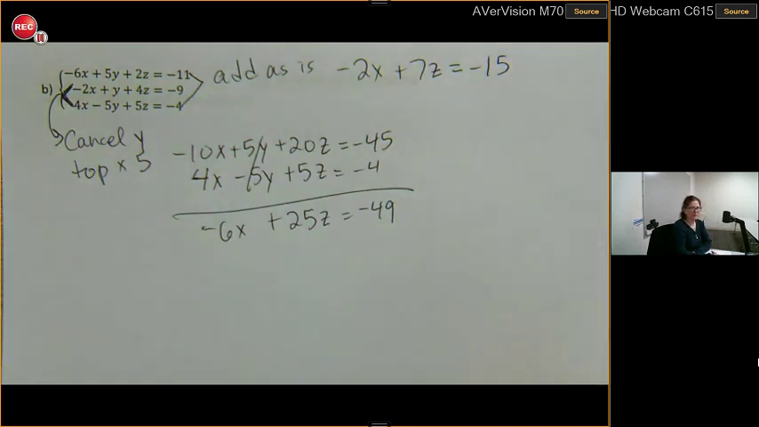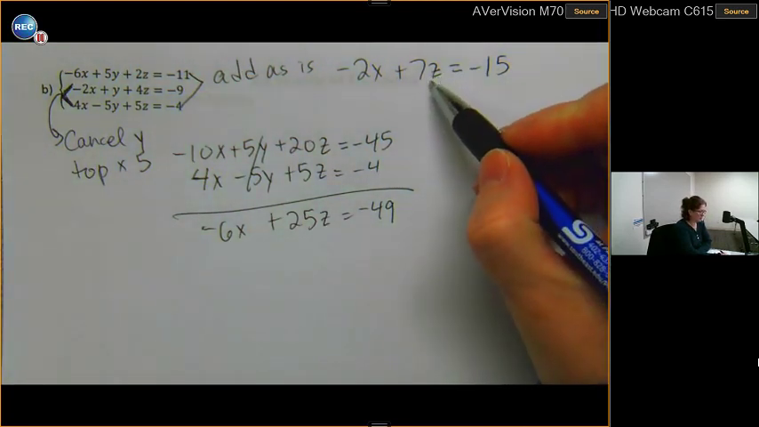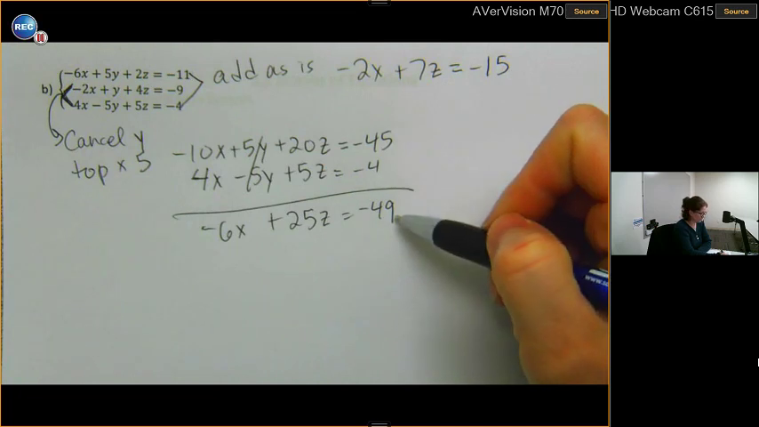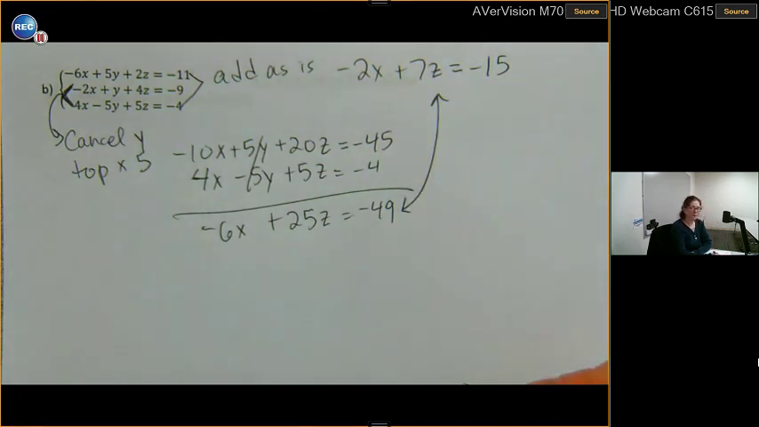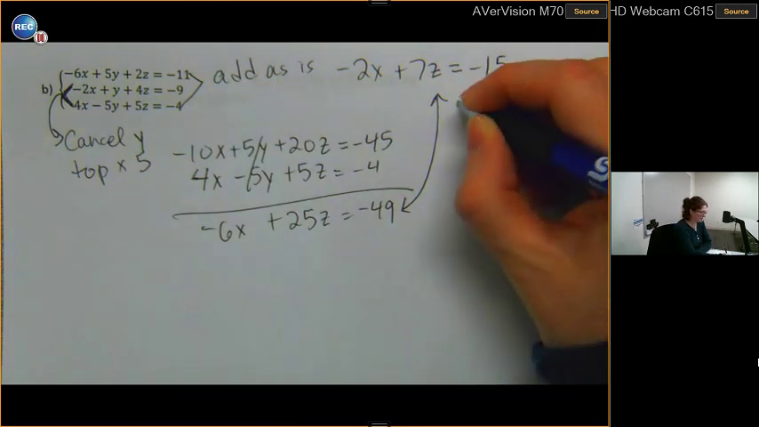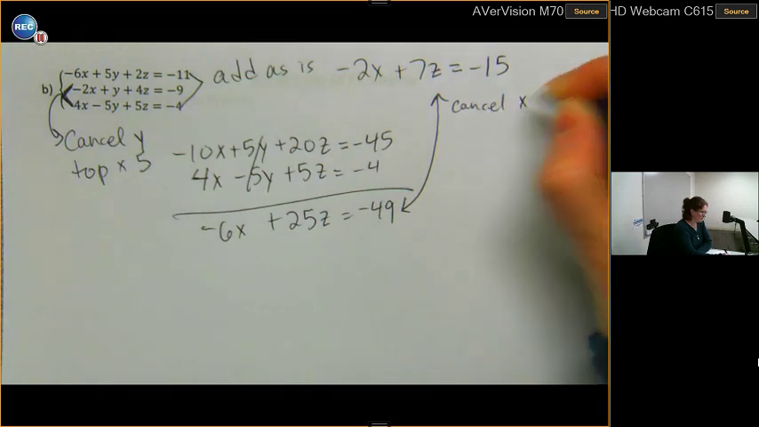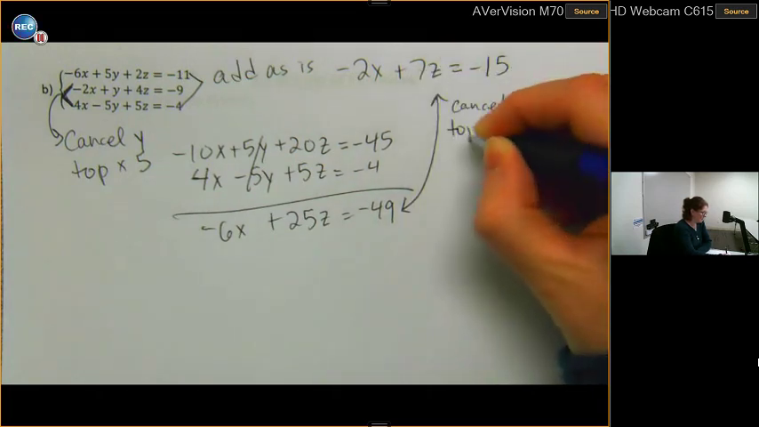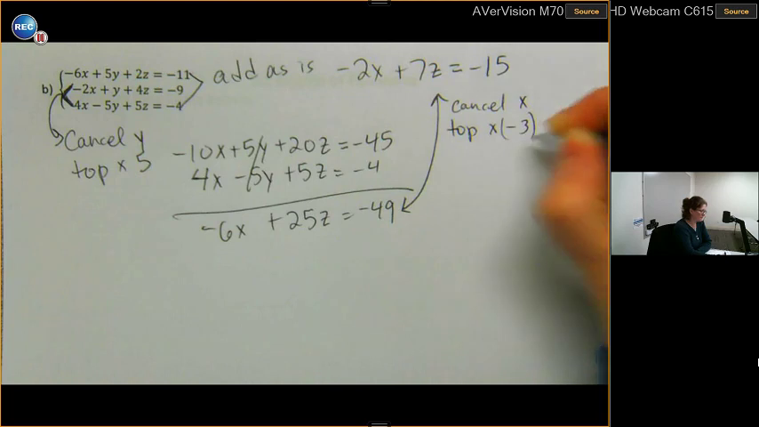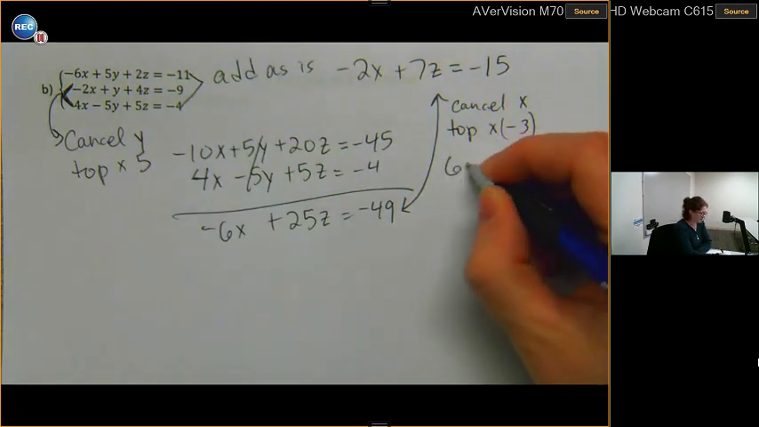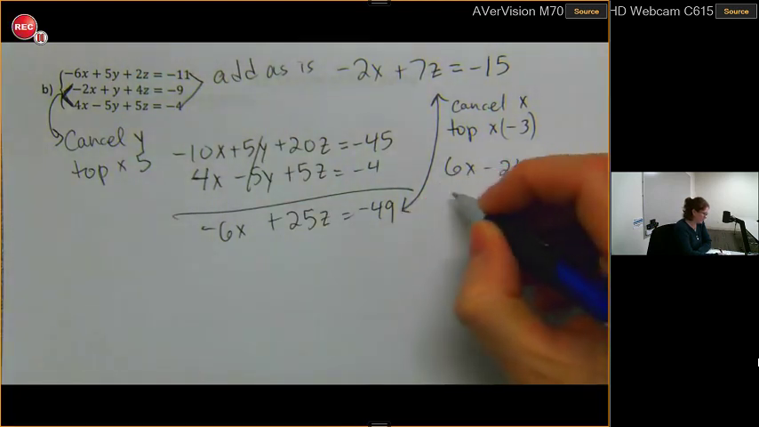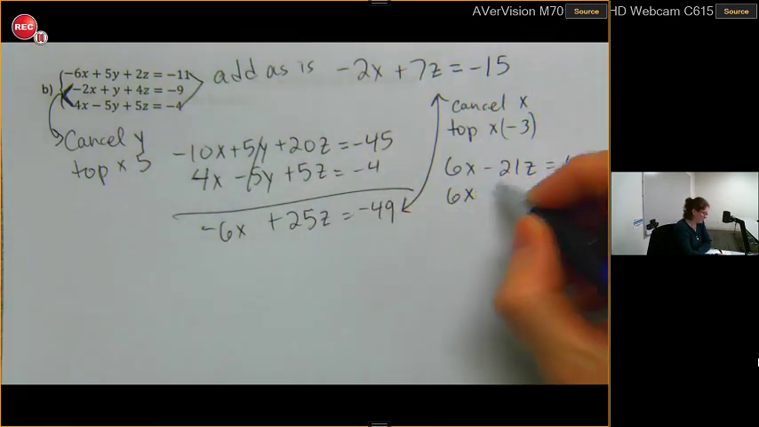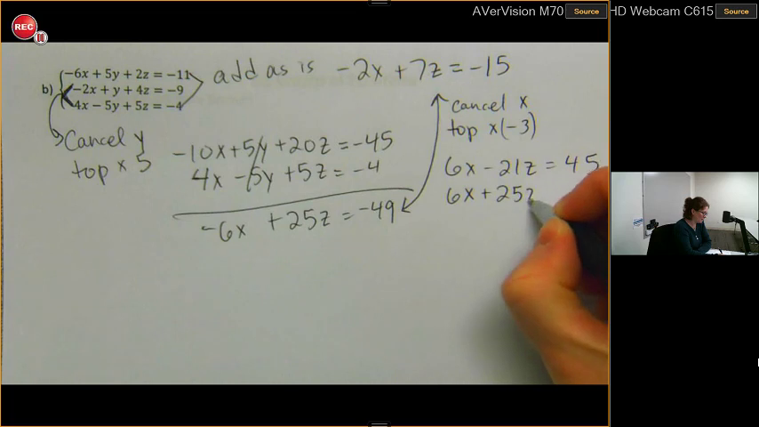At this point, I'm going to take my two equations with the x and z, this one with this one, and I'm going to make one of the variables cancel. I'm going to pick x, and to make it cancel, I'm going to take this top equation multiplied by negative 3. So I'm going to get 6x minus 21z equals 45. Then I'm going to copy the other equation right here underneath it.